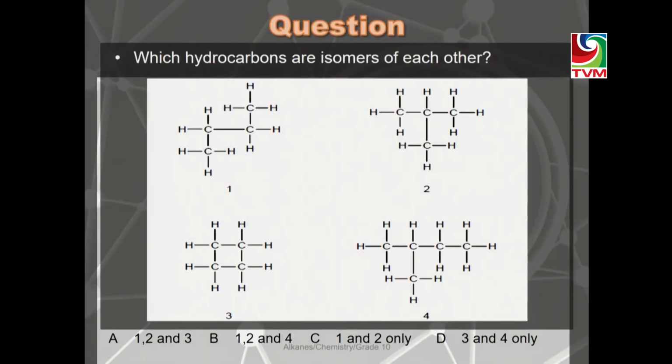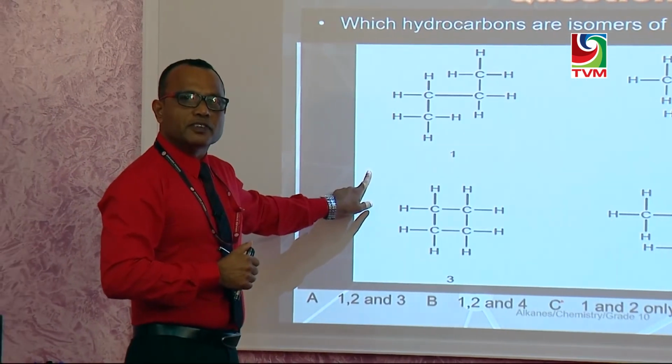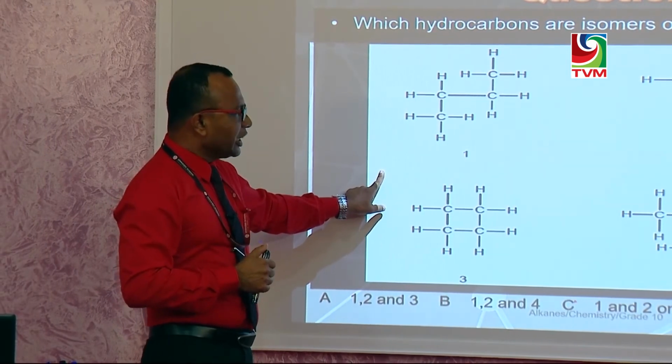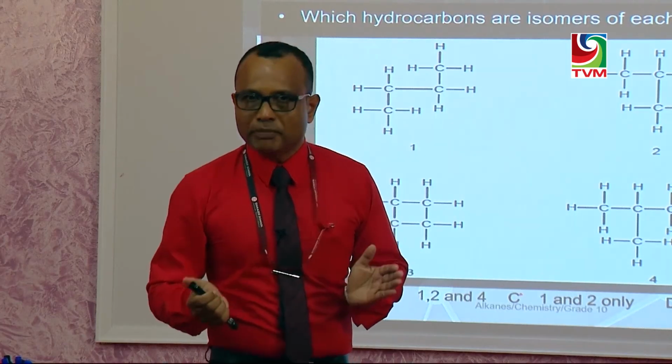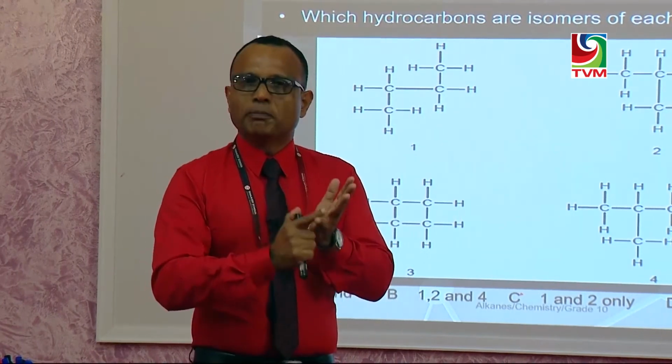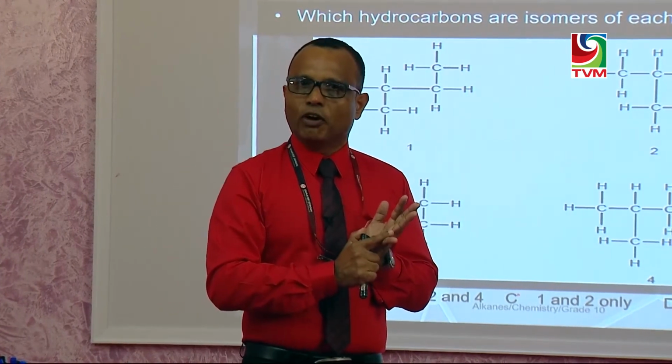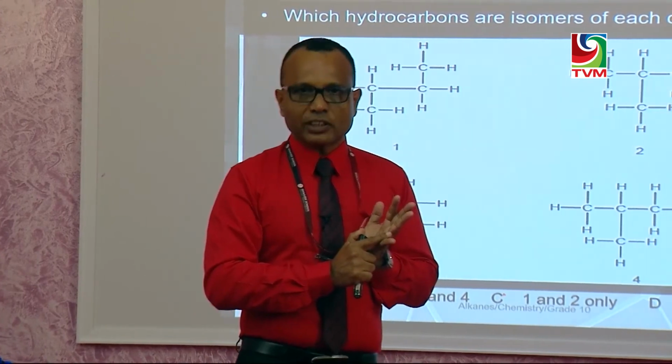Next, this is one of the MCQ questions taken from an IGCSE paper. It shows different structures. We are supposed to identify which are isomers. What you need to do? Structures are given. What we need to do then? Use the definition. Do you remember the definition? The compounds with the same molecular formula but different structures.